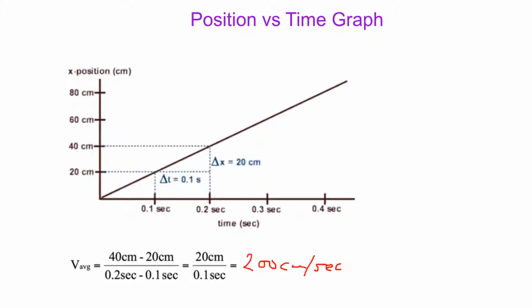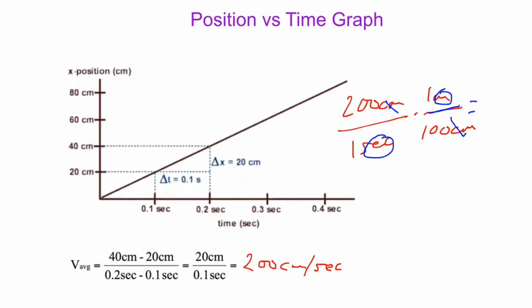What is that in meters per second? Let's see if we can figure that out. Alright, you've got 200 centimeters over 1 second, and 100 centimeters equals 1 meter. So these centimeters will cancel out, and we'll be left with meters over seconds. So that's the correct formula. 200 divided by 100. These zeros cancel out, and so you're left with 2 meters per second. So whatever this object is, the velocity just in this little section right here is 2 meters per second.